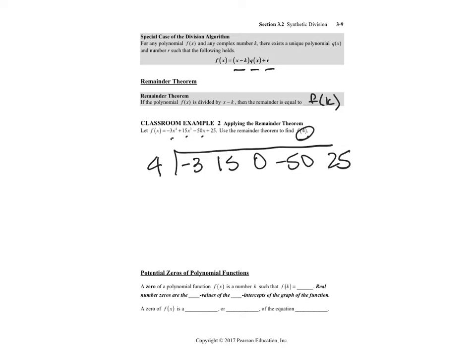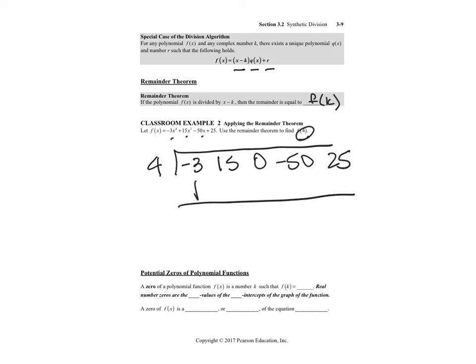Okay, so the first one, it says, applying the remainder theorem, let f of x equal negative 3x to the fourth plus 15x cubed minus 50x plus 25, and use the remainder theorem to find f of 4. So whatever number is here goes on the outside of my division box. And then if you look, it's to the fourth power, third power, to the first power, so we skip the second power. So it's going to be negative 3, 15, 0, negative 50, and 25.